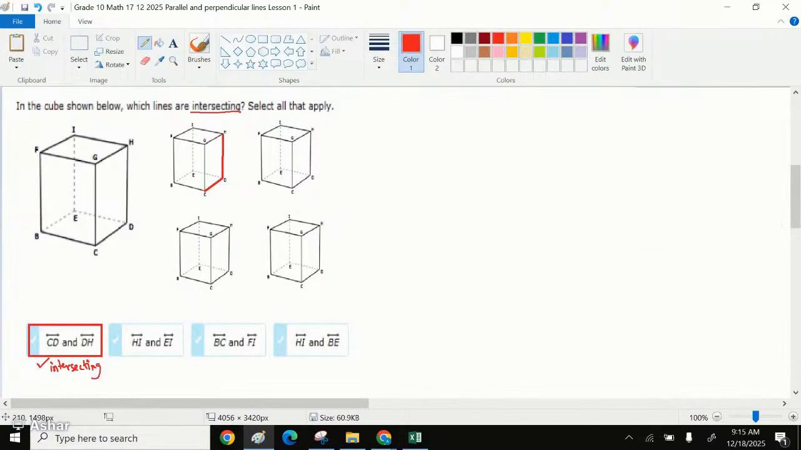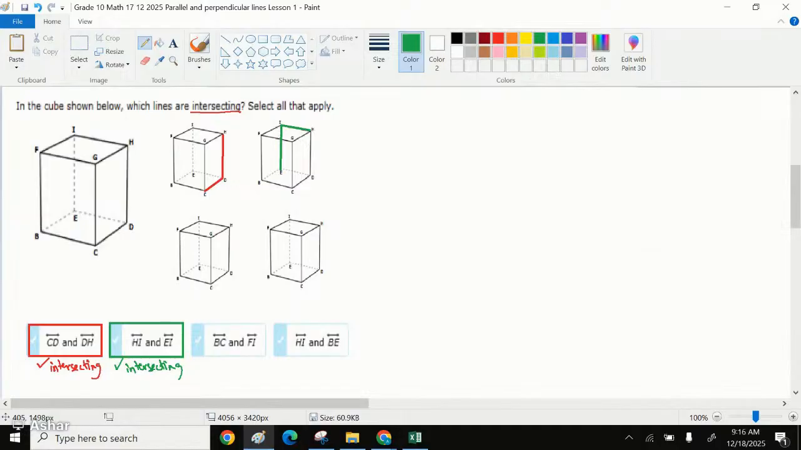Okay, the next one, HI and EI. Let's see, where are HI and EI? H and I is this line, and E and I is this line. So yes, they are intersecting. They are intersecting lines.